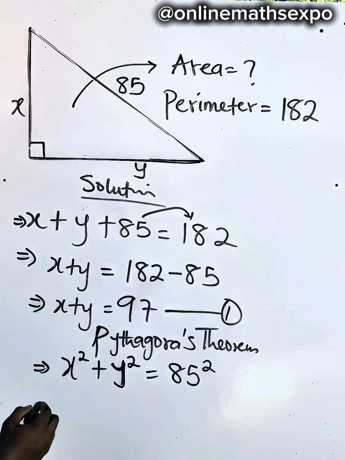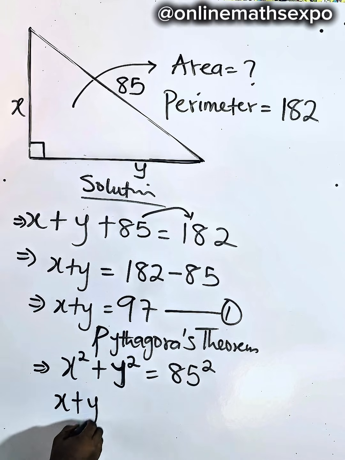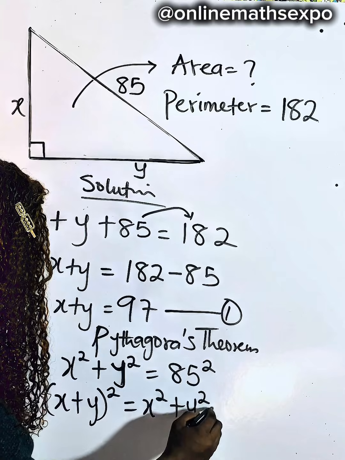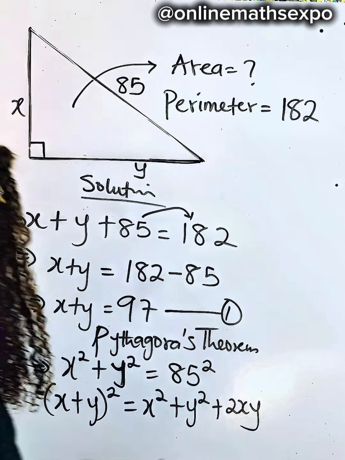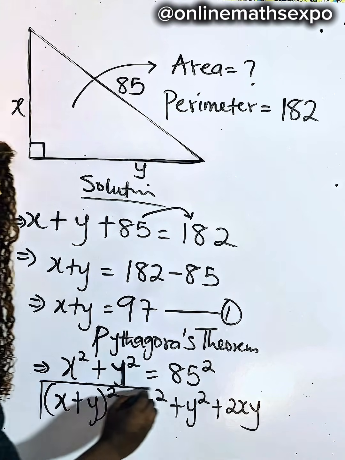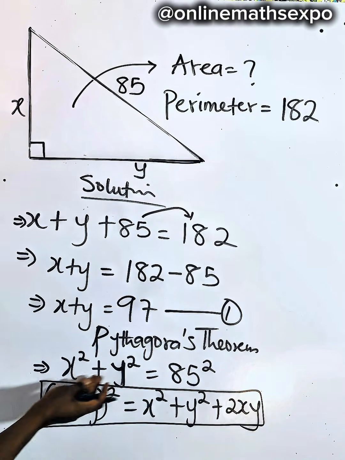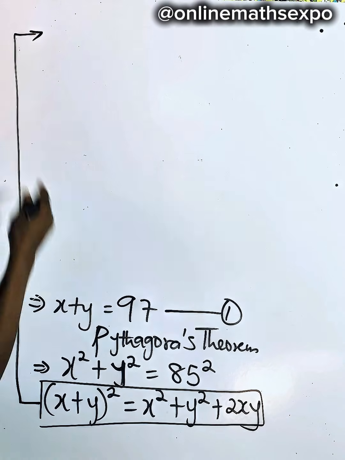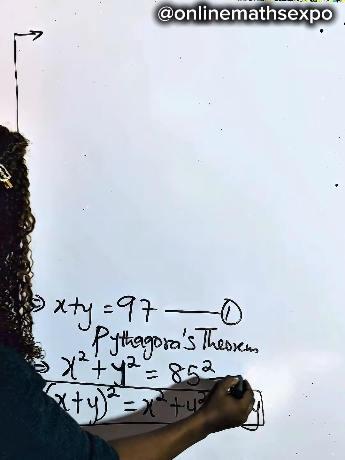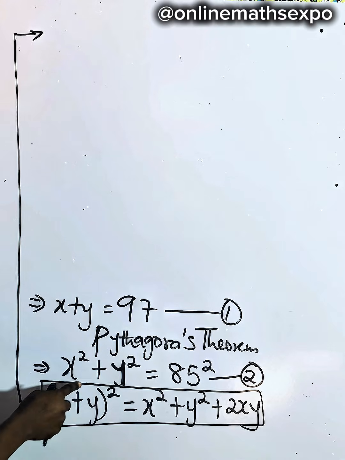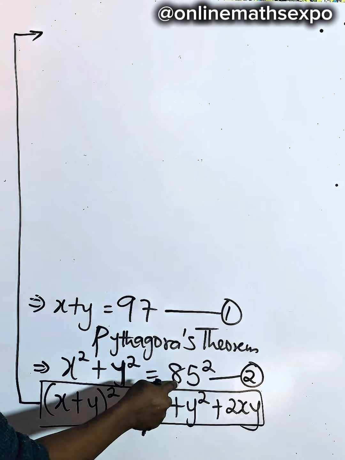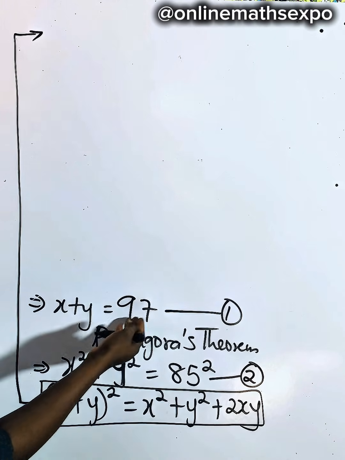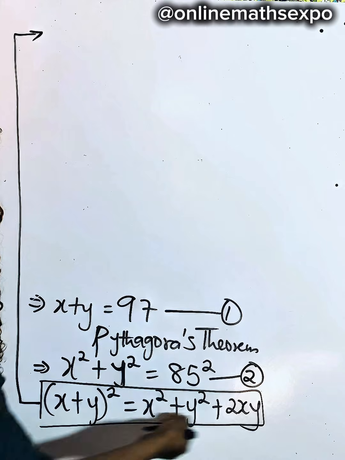So we need to recall that for every X plus Y squared is always equal to X squared plus Y squared plus 2XY. So applying this algebraic identity on this, we now have, this gives us, we can call this equation 2. Now if you look at this, you see that X squared plus Y squared is already 85 squared. And we have it that X add Y is 97. So we're going to put in this 1 and 2 into this statement.